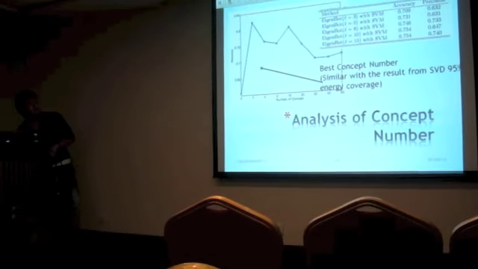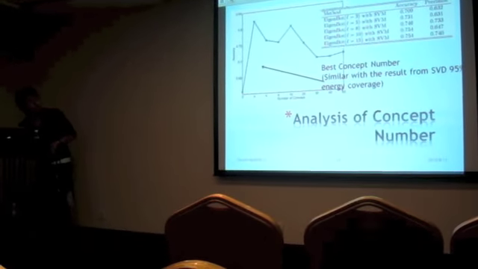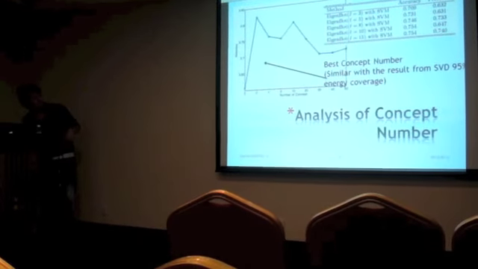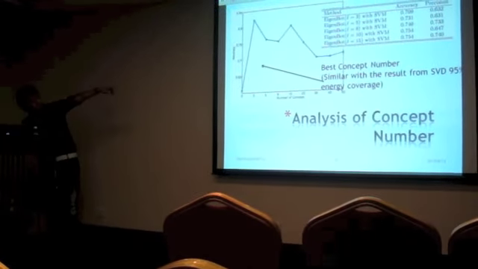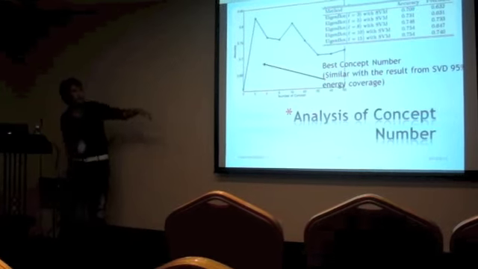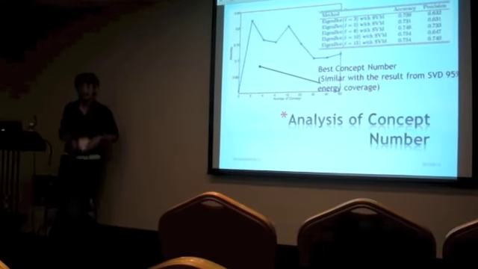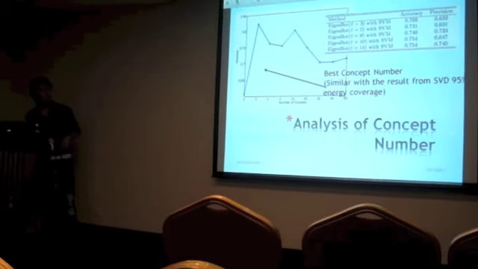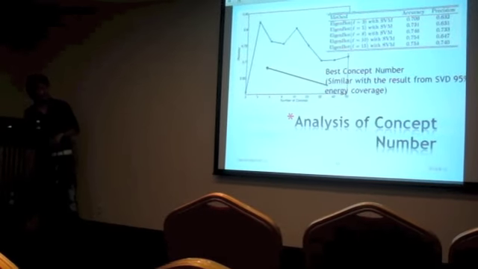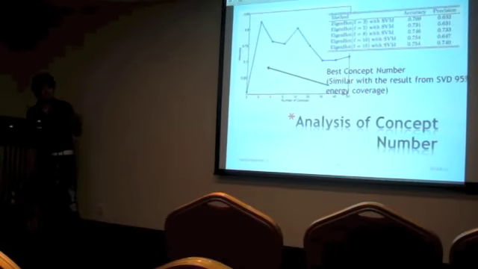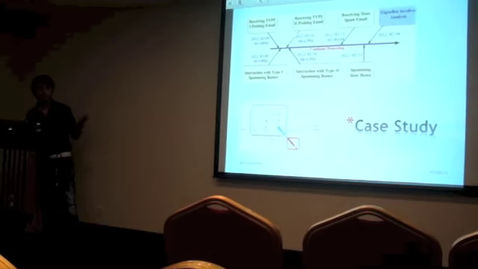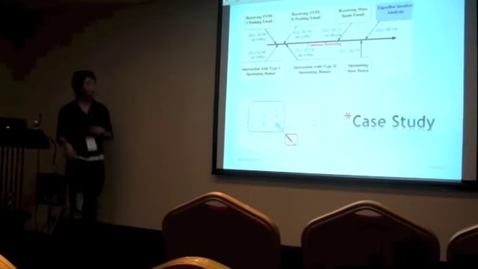Also, we analyzed the stability of the result and the effectiveness of automatically finding the number of intentions. We found the best number of intentions is 3 for this data set, and we also use 3 for good performance.